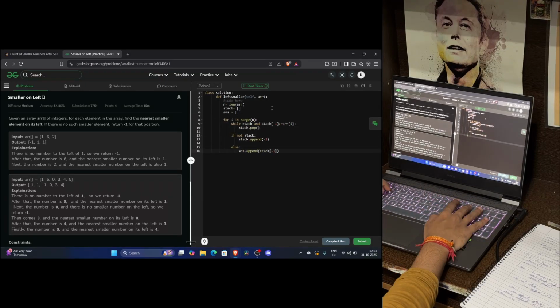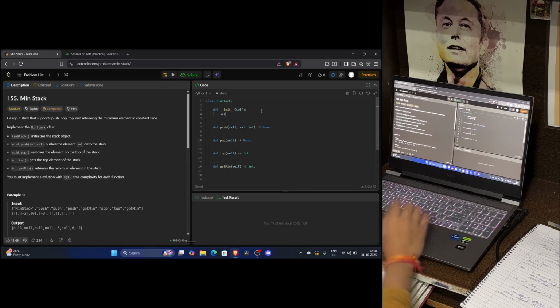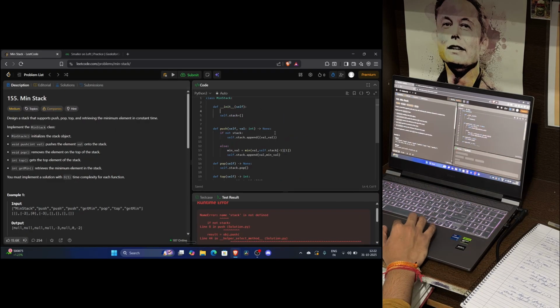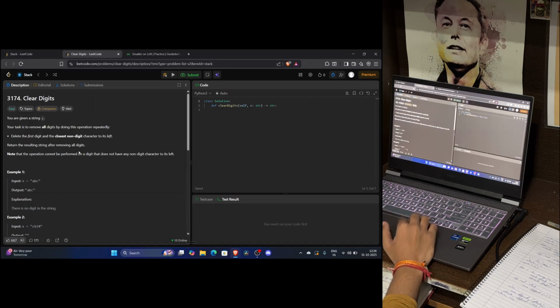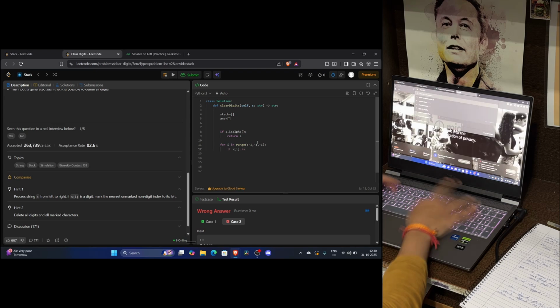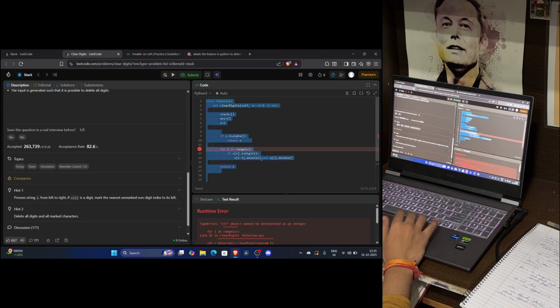After finishing the lecture problems, I took on one more easy-level question. The concept was to clear digits from a string. It was a great stack problem. For example, if you have the string CD34, when you remove the digit 3, you must also remove the non-digit character to its left, which is D. This leaves C4. Then, removing 4 also means removing C, leaving an empty string. I solved it pretty quickly.